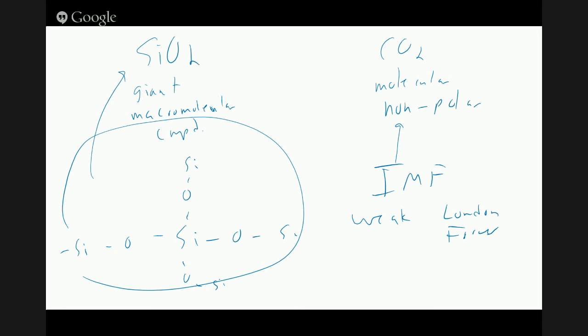So if I'm going to melt silicon dioxide, I've got to break covalent bonds in this giant macromolecular compound. But if I'm going to melt or turn into a gas carbon dioxide, I only have to break the intermolecular forces, which are relatively weak. So that explains why silicon dioxide is a solid and carbon dioxide is a gas at room temperature.